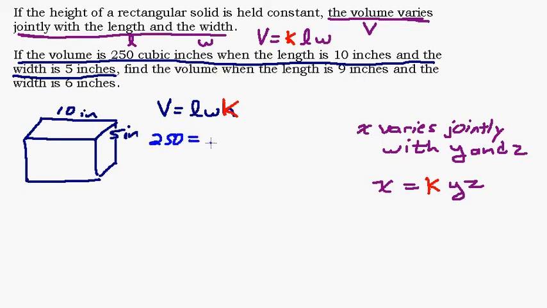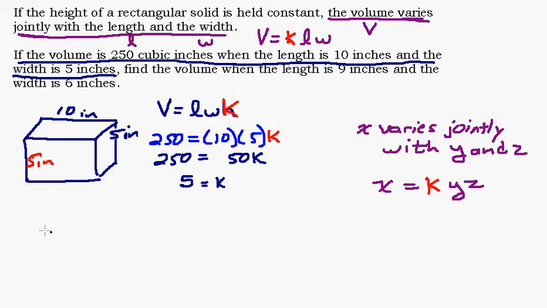250 for the volume equals the length, which is 10, times the width, which is 5, times our k value, which we don't know, but we can now find because we've created an equation with one variable. So we have 250 equals 50k, and if we divide both sides by 50, we come up with k equals 5. So now we know that that height is 5. At the beginning, they said the height of a rectangular solid is held constant, but they didn't tell us what it was. Now we know that it has to be 5, which is just a coincidence that it came out the same as this length here. So this is 5 as well, the height.